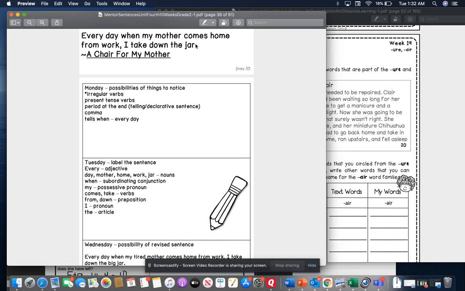And we're also going to talk about the nouns, the verbs, adjectives that we see in the sentence, and other punctuation. We see a comma, a period. We notice that our sentence begins with a capital letter, like all of our sentences should.